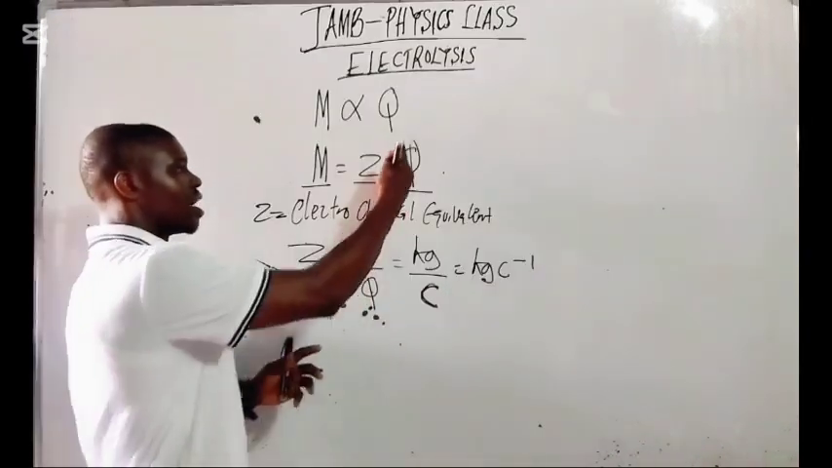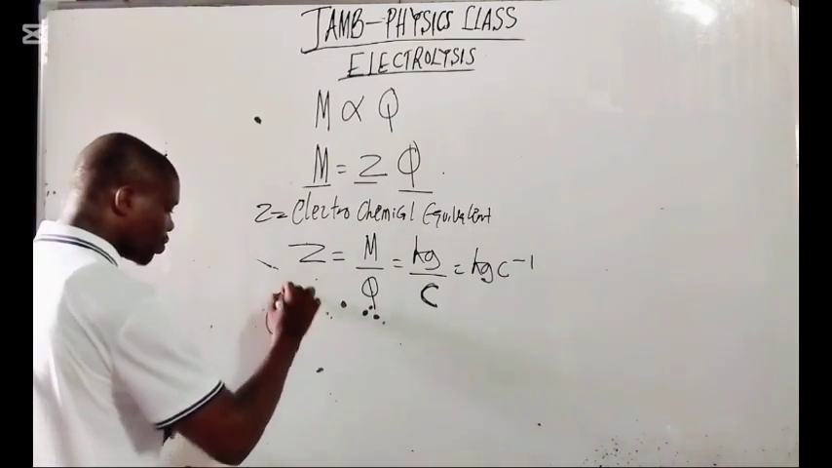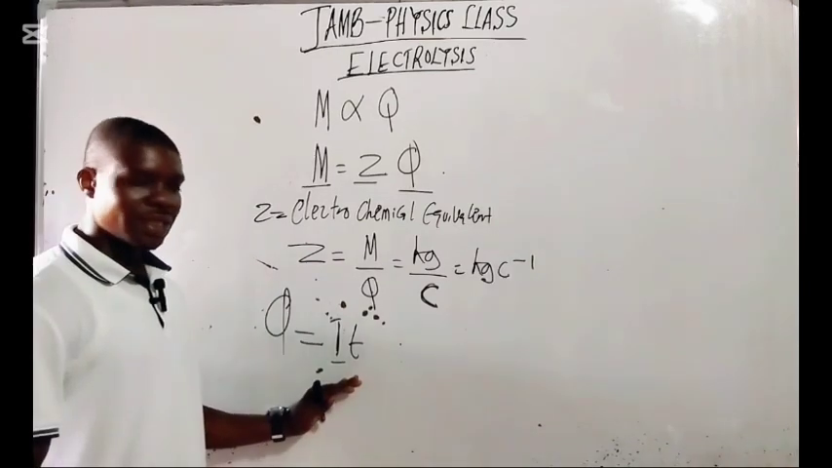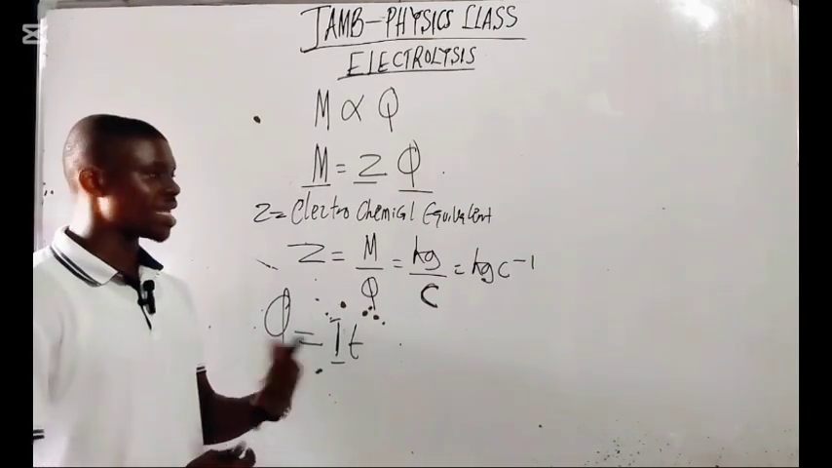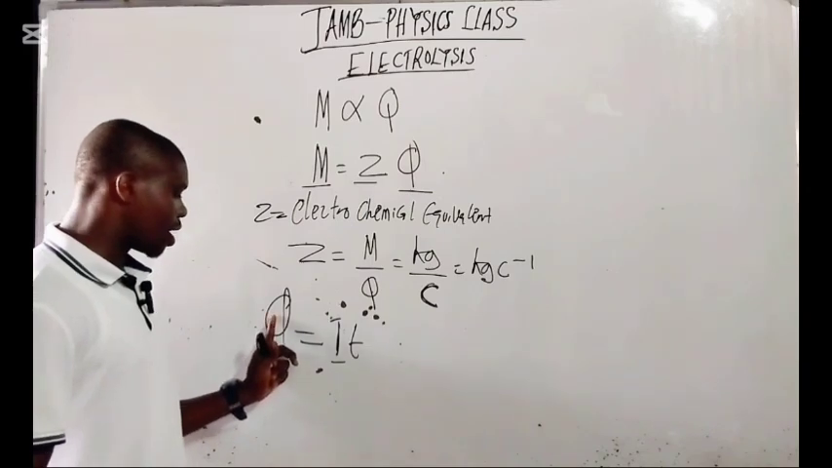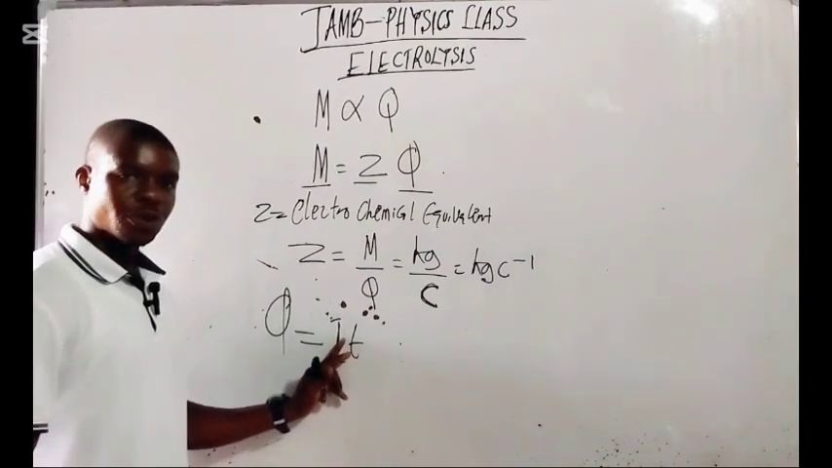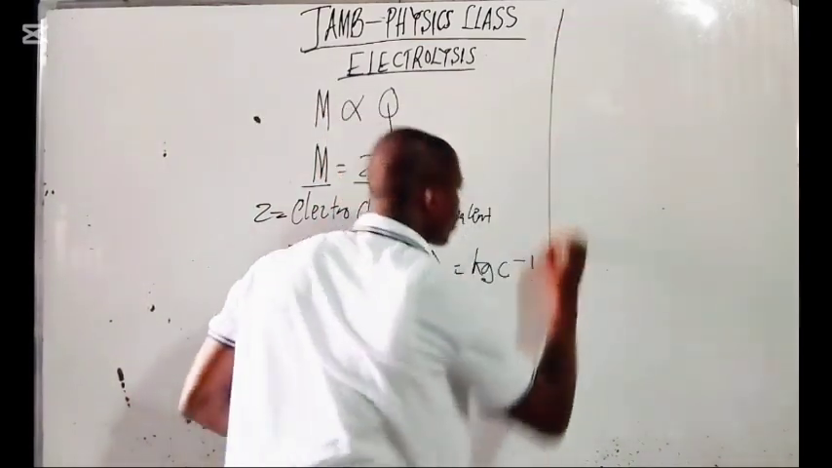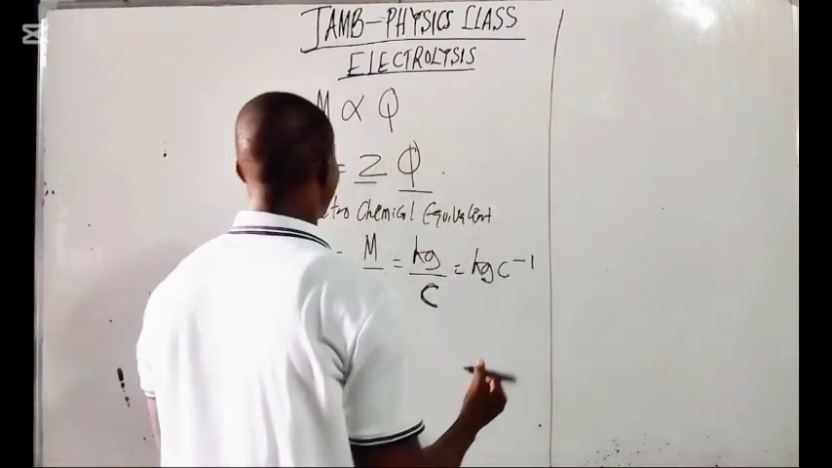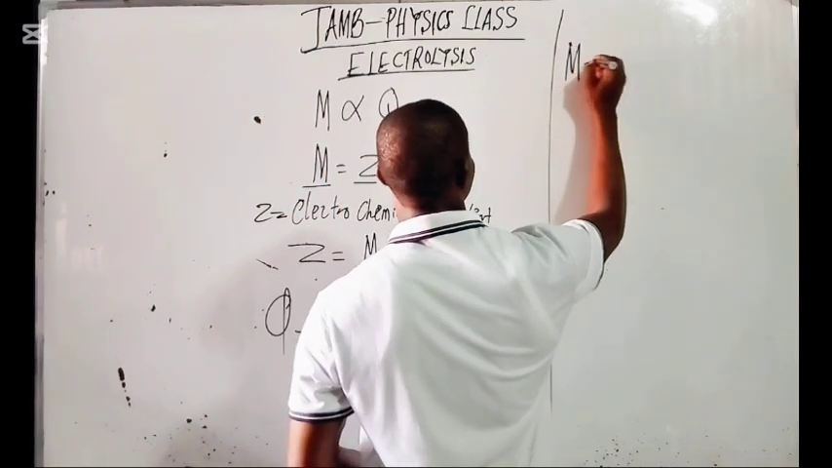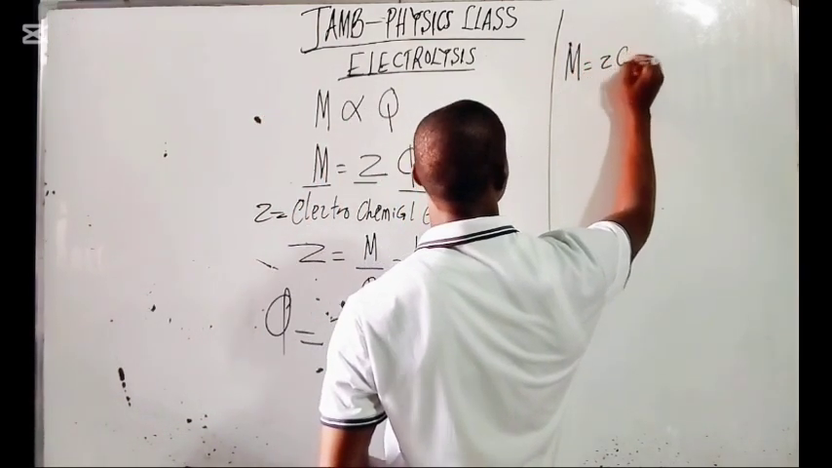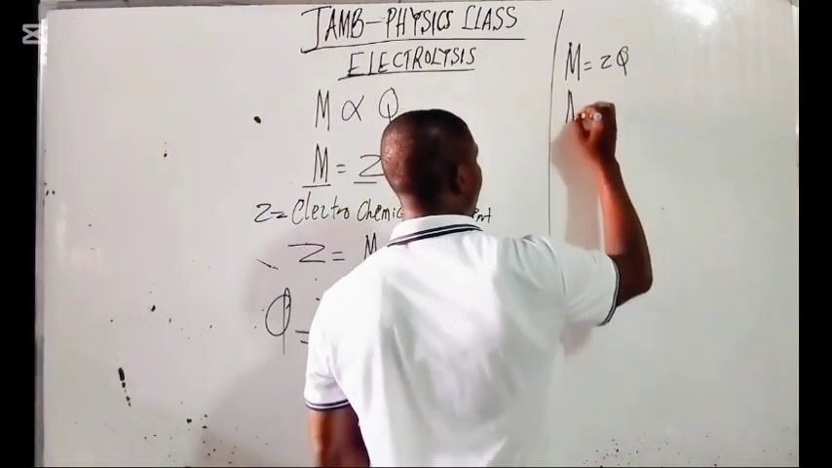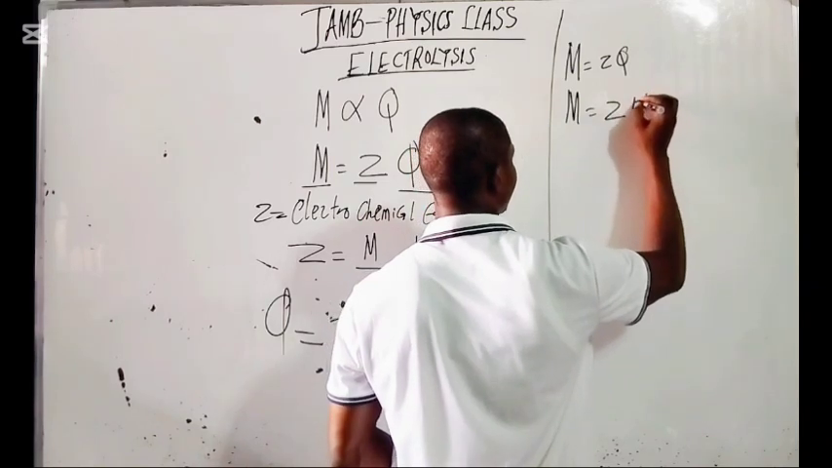Another thing to understand is that Q, the quantity of charge, is equal to I times t. I is the current, in amperes, and t is the time taken, in seconds. So if you break it down, M equals ZQ, and Q is It, so you can say M equals ZIt.